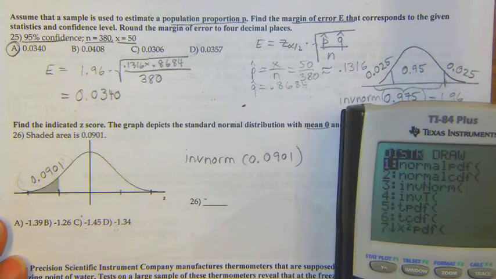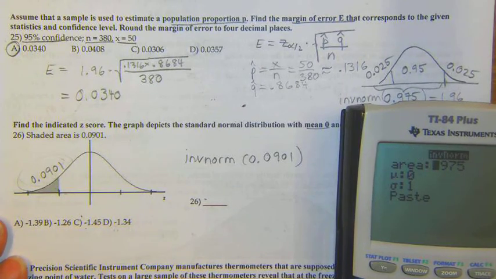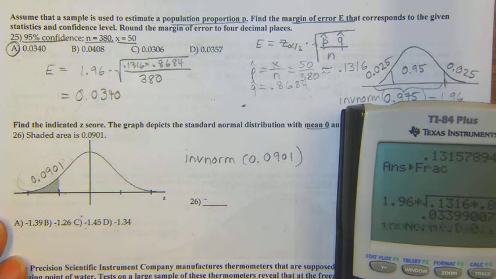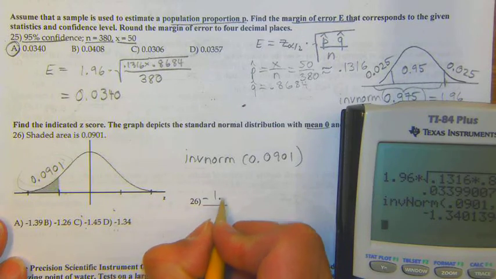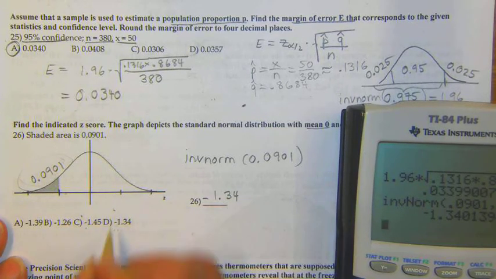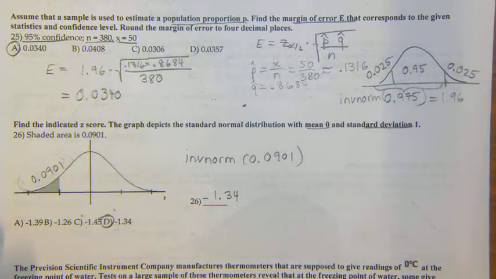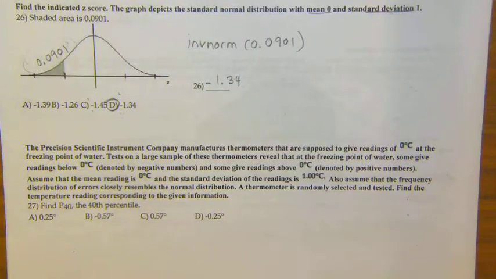Using the second bars, going to inverse norm and entering our area, 0.0901, leaving mean as 0 and standard deviation as 1. And our z-score rounded to 2 decimals is negative 1.34, which is D. Alright, so we have one last question over here.